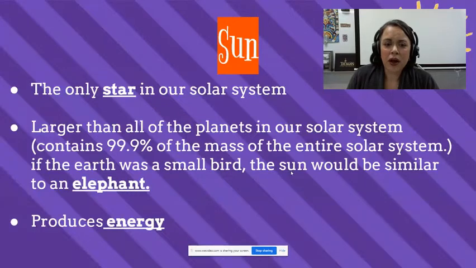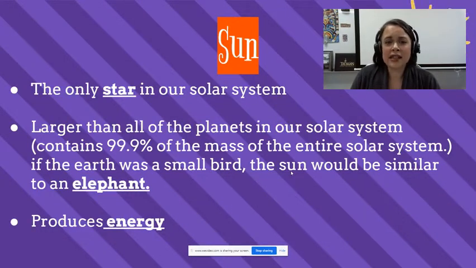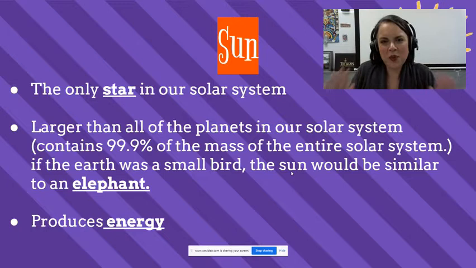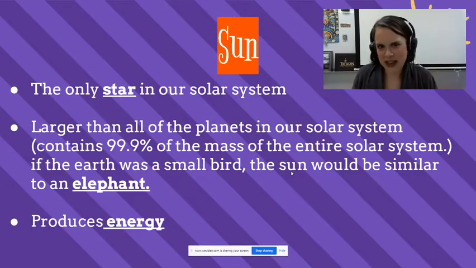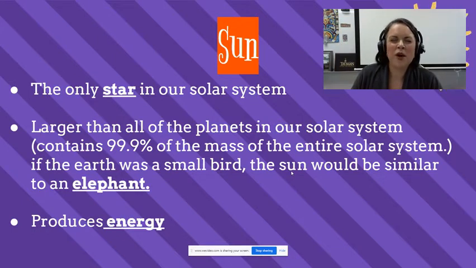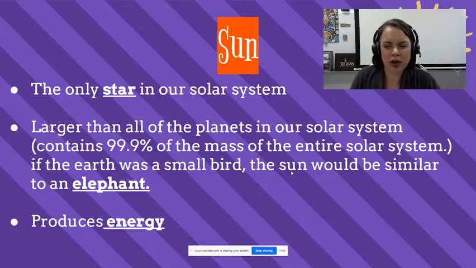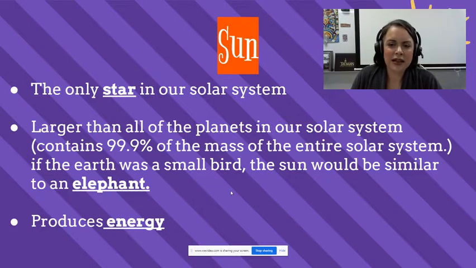And in our solar system, the sun is the only star. It is larger than all of the planets in our solar system combined. It makes up 99.9% of the entire mass of our solar system. So the sun is massive in relation to the rest of our solar system. We can think about this: if Earth was a small bird, then the sun would be like an elephant. And the sun is our main source of energy.